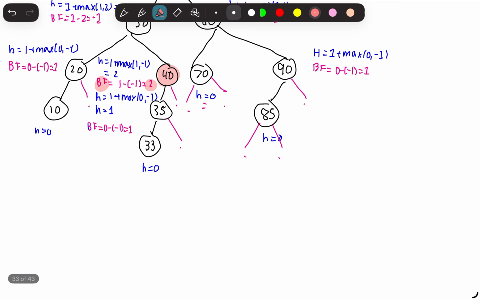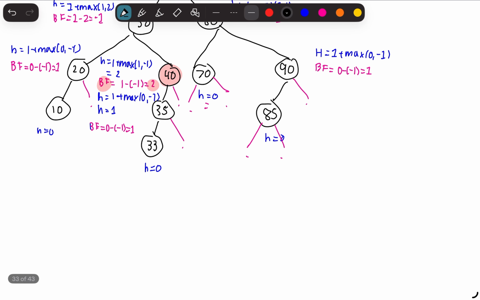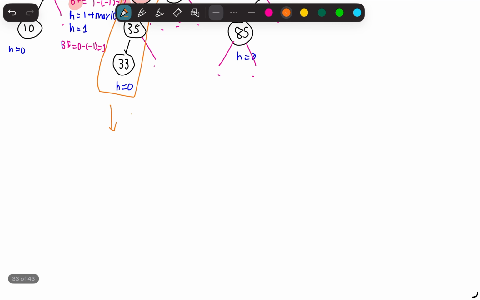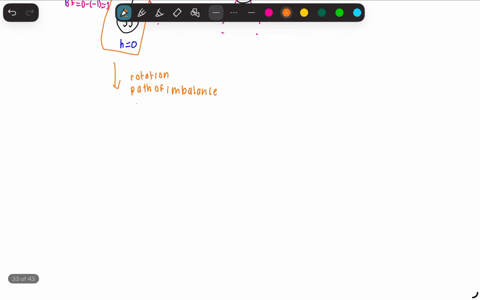So now let's examine this subtree. What is going on here? Why is there an issue? Examining this tree, we can see that this is where our first rotation must be, and there is a path of imbalance. So it's a heavy left direction. When you have a heavy left direction, that means you have to do a right rotation.